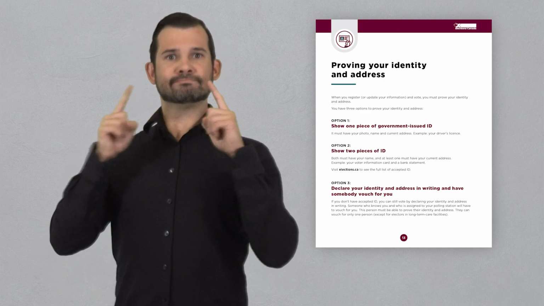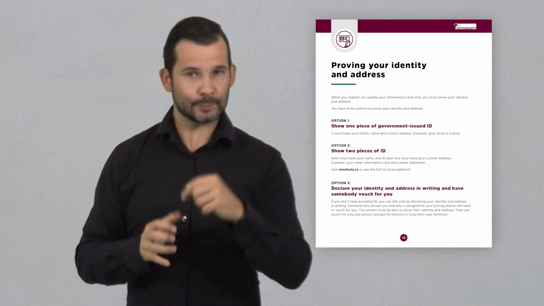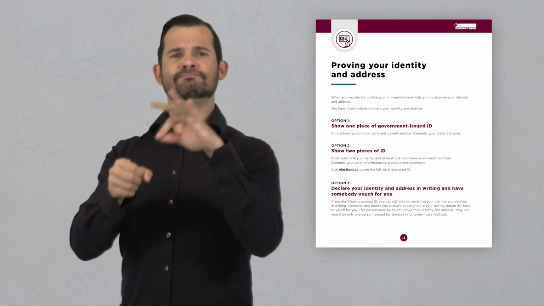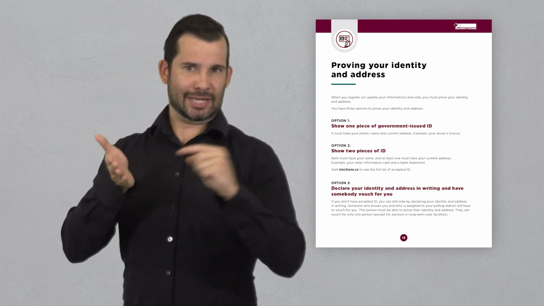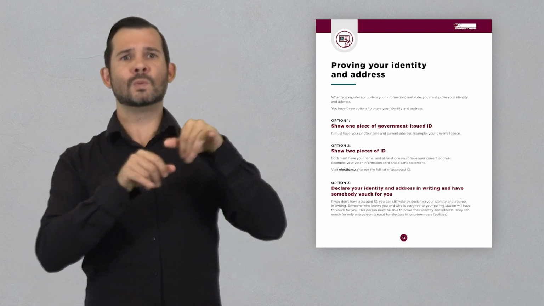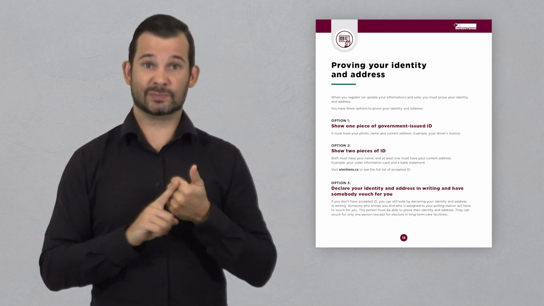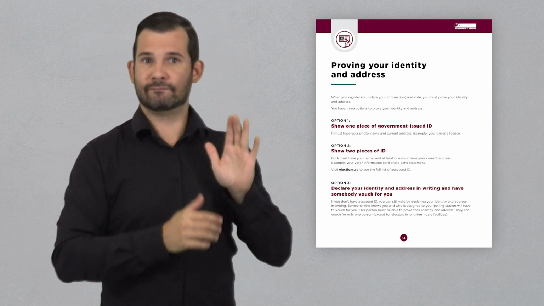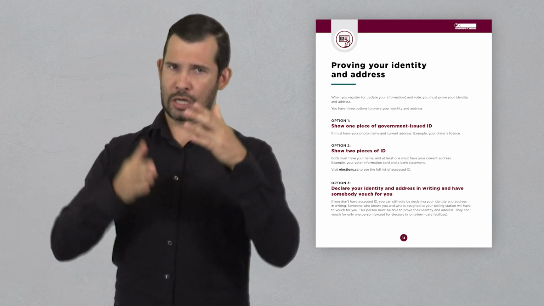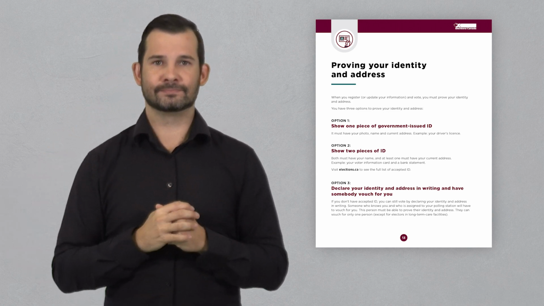Option 3. Declare your identity and address in writing and have somebody vouch for you. If you don't have accepted ID, you can still vote by declaring your identity and address in writing. Someone who knows you and who is assigned to your polling station will have to vouch for you. This person must be able to prove their identity and address. They can vouch for only one person, except for electors in long-term care facilities.